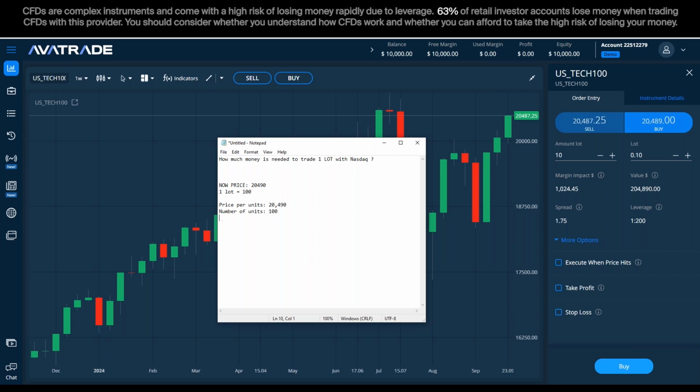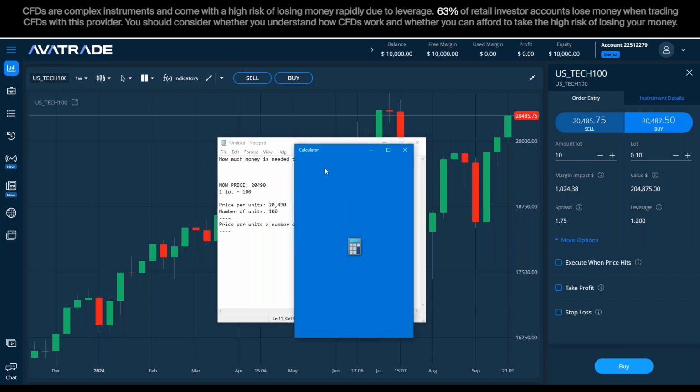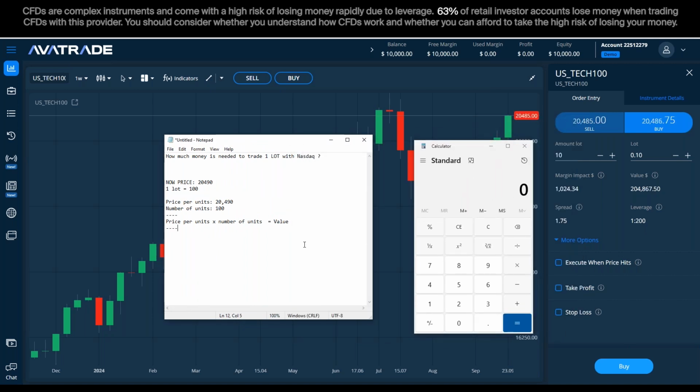And then we have price per unit. So we're going to do it as an equation. Price per unit times number of units equals value. Again, we don't have to know that because it's already written here. But if I were an MT4 or MT5 user, or frankly any other interface, I would need to do this manually. 20,490 times 100. We take that, put it here, then times 100, and we see that this is the value. Super simple and straightforward. Therefore, the value here is 2,049,000.